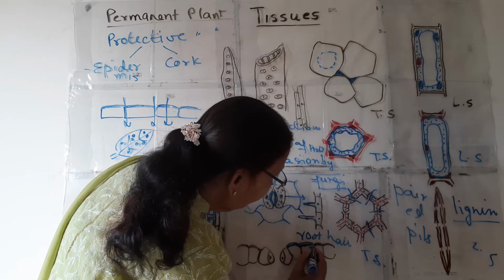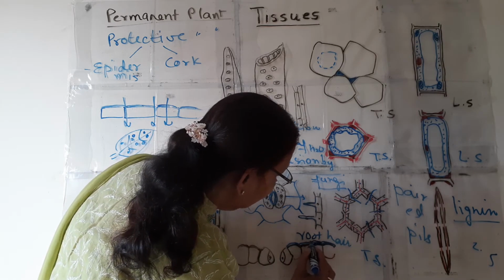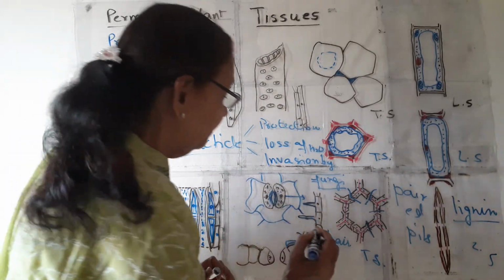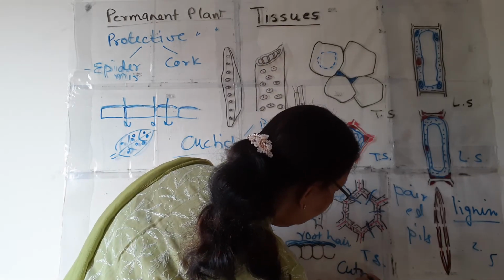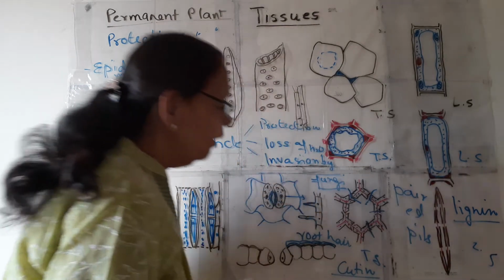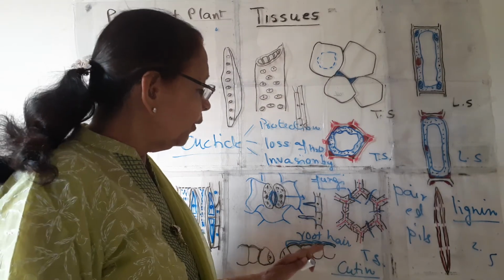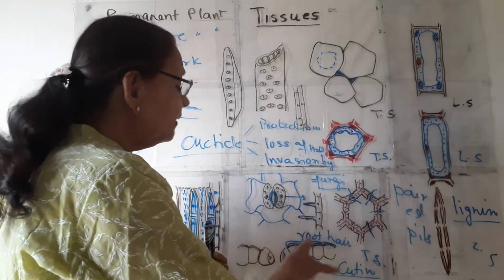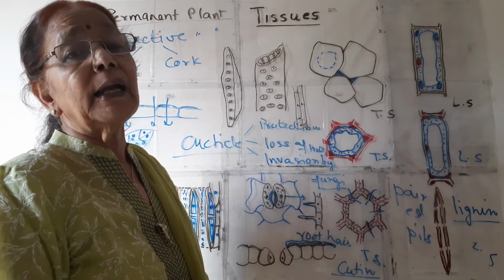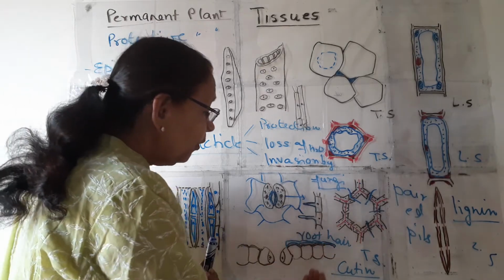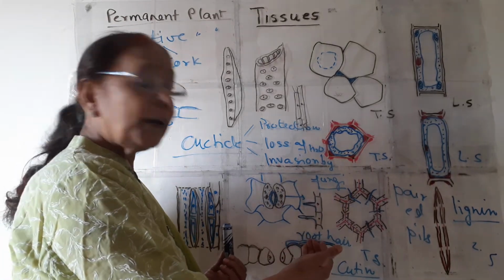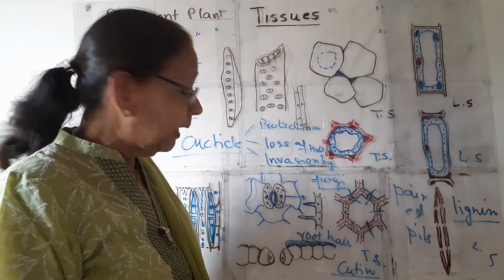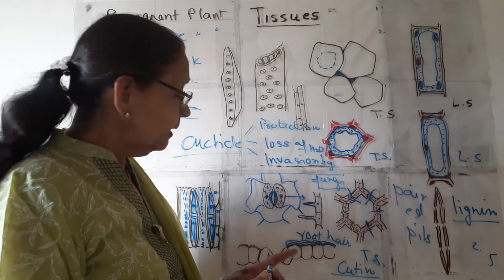A layer of waxy covering is secreted in desert plants on the epidermis, and it is covered by a chemical known as cutin, C-U-T-I-N, cutin. What does this cutin do? It is a wax-like substance and it is impervious to water and gases. So, water cannot go out from the epidermal cell through this cutin. So, this is how in desert plants the water evaporation is checked.